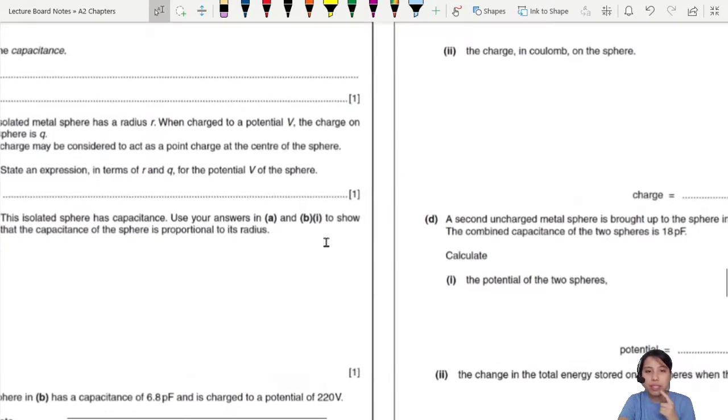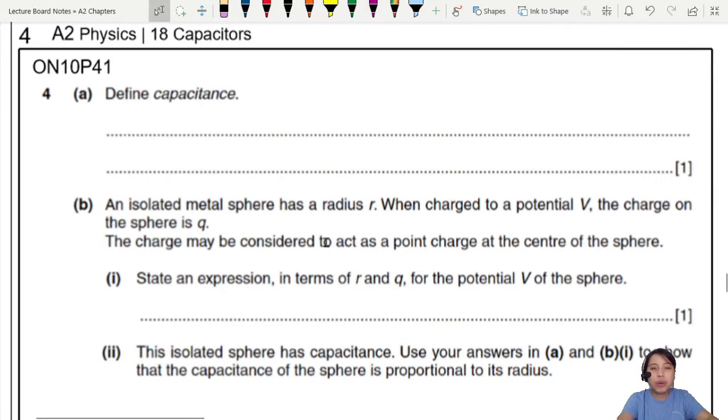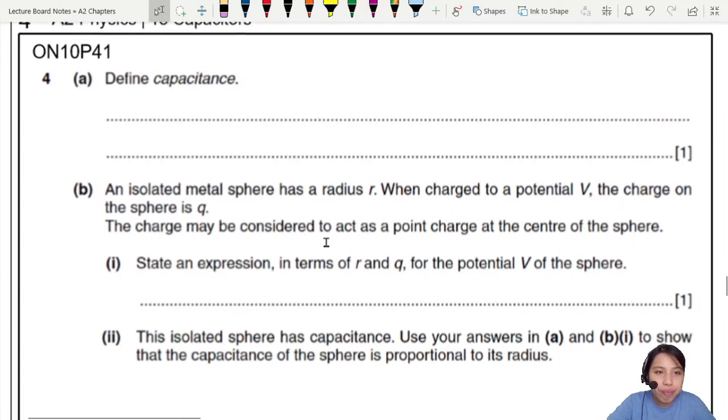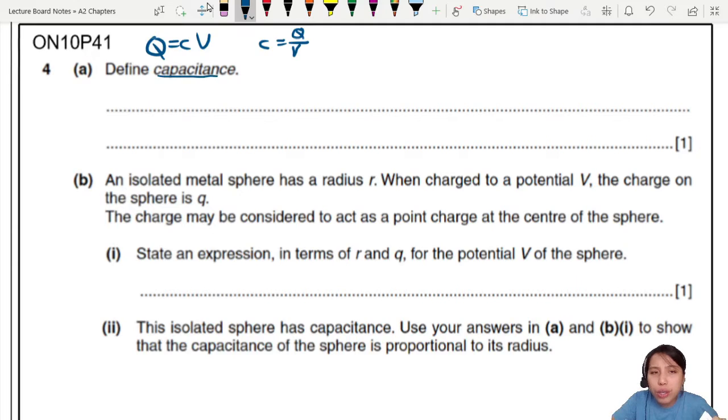This one looks more like capacitance now. This is ON10 P41, page 4. Define capacitance. So you already know this question is probably about capacitance. If you ever forget, just remember Q equals CV. So C equals Q, how much charge is stored, over the potential difference across the capacitor. Now you have to be careful: is this capacitance about parallel plates, or just capacitance in general? It looks like capacitance in general, so you don't have to talk about the whole parallel plate thing. You can just say it is the ratio of charge stored.